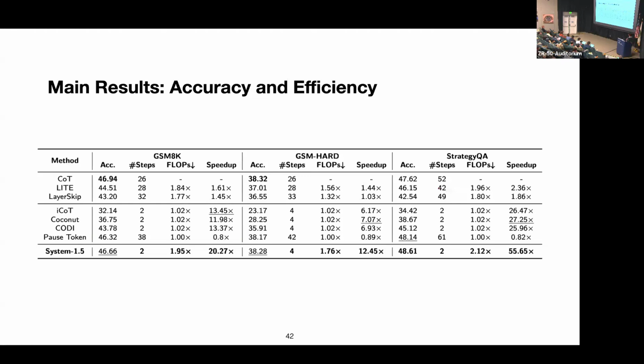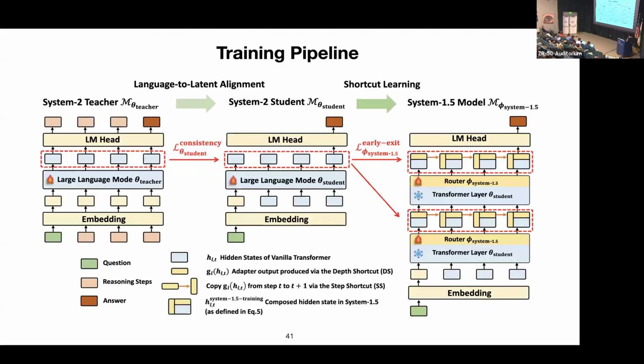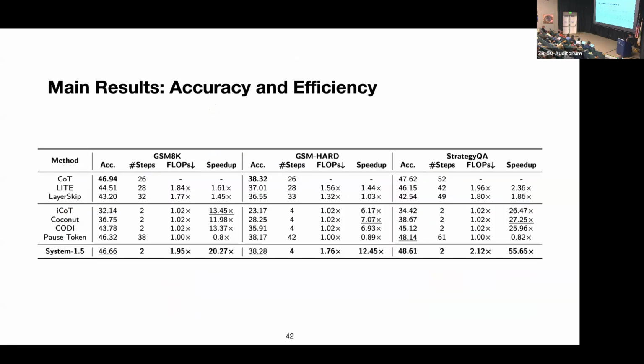So by combining this, we train the model. We take a pre-trained language model, change the structure, and combine it with those different labelings through this two-stage training: first the alignment and then the shortcut learning. What we found, if you compare with these different baselines, is that many of the baselines need 20 to 40 steps for the intermediate reasoning process. But now we only need 2 to 4 steps, and we speed it up by almost 20 to 40 times.